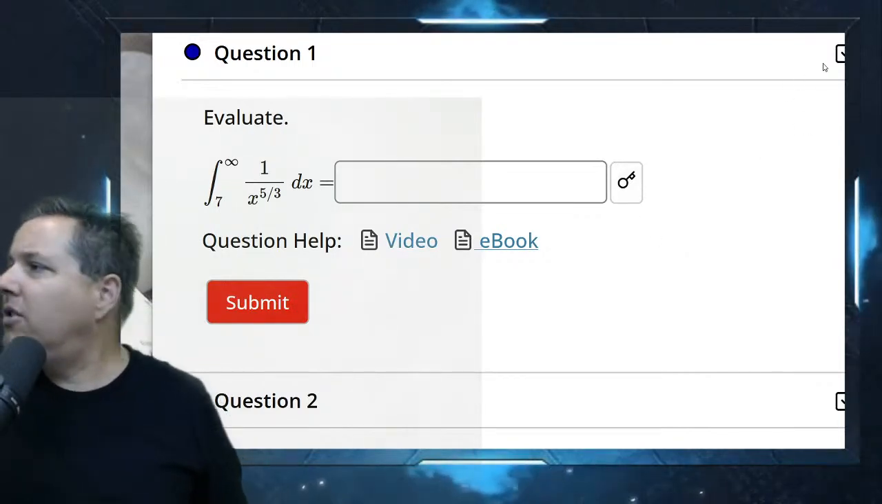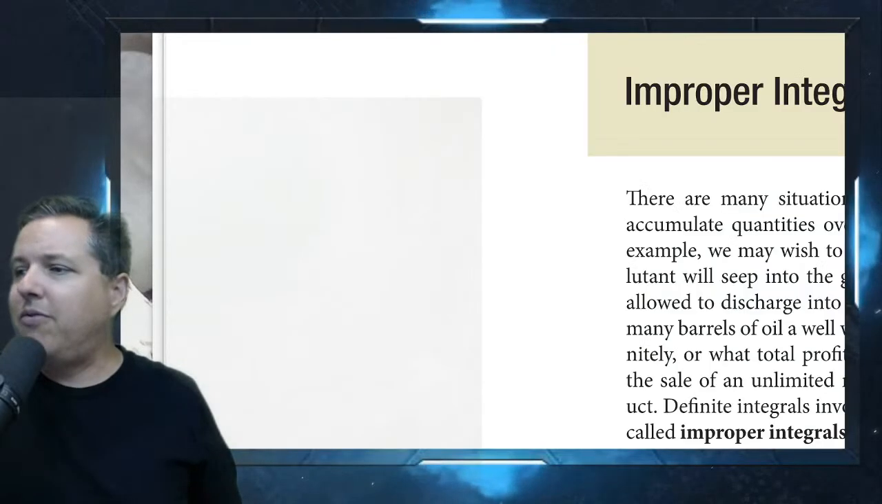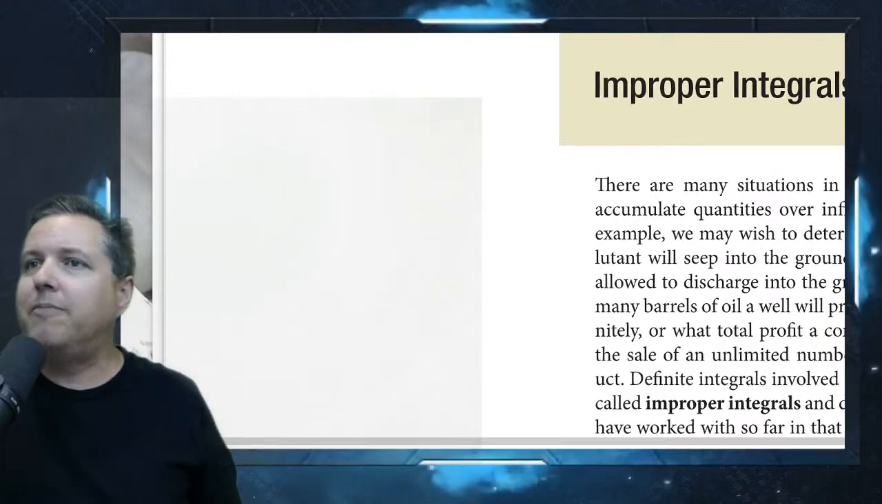Okay, so let's see. It looks like I closed the book. I was looking at getting everything set before class, but it looks like I must have closed the book here.